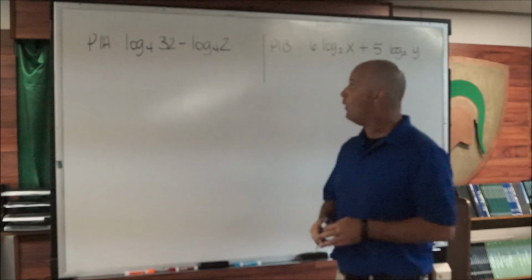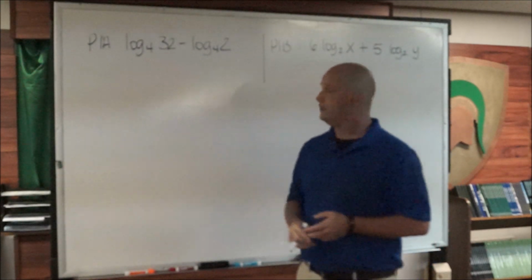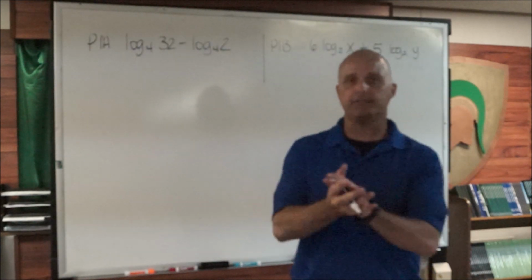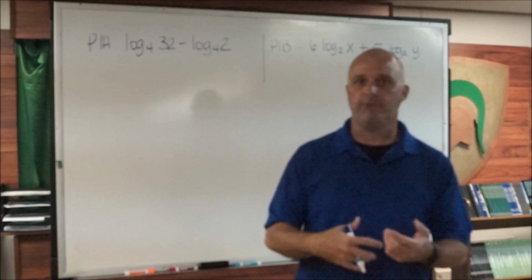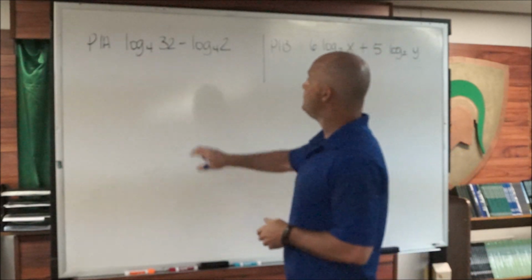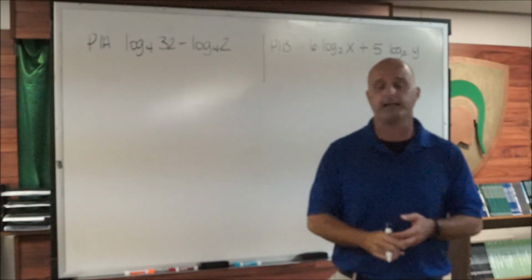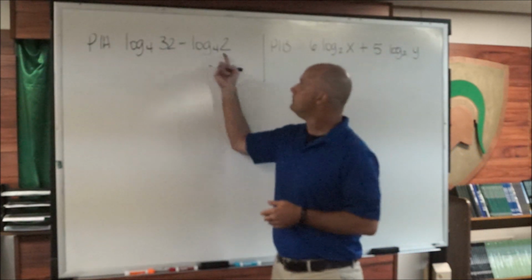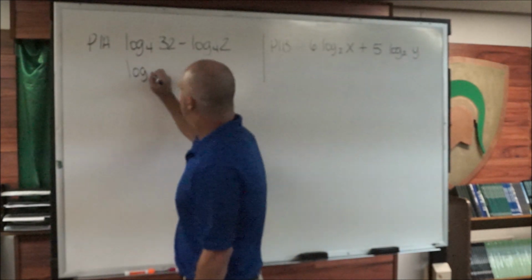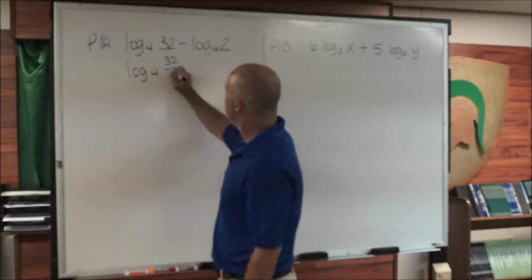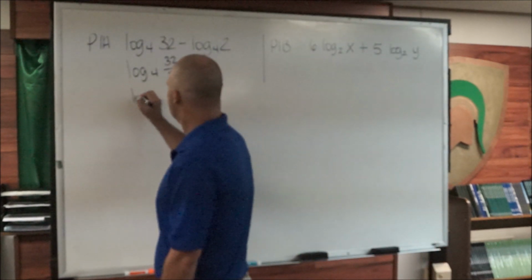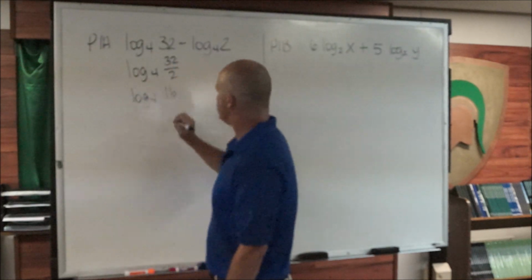So here in problem number 1a, we've been given log base 4 of 32 minus log base 4 of 2. And what we want to do is condense them if we can, and then if we can, see if we can solve it. So since you've got two logs that are being subtracted, what we're going to do to the x's is divide them. So this becomes log base 4 of 32 divided by 2. So 32 divided by 2 is 16. So we get log base 4 of 16.